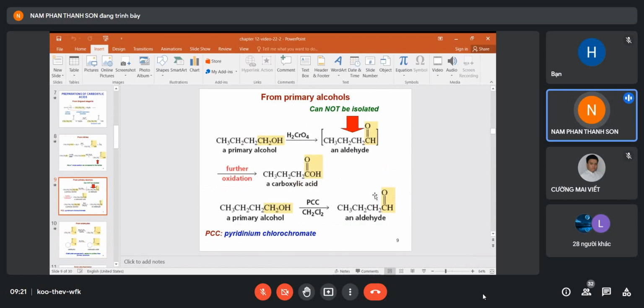And of course we can have carboxylic acid from primary alcohols, not secondary, not tertiary, because you know secondary alcohols will be oxidized to ketones. So primary alcohols can be oxidized to carboxylic acid. Actually, first it is oxidized to aldehyde, but it is very easy to oxidize aldehyde to carboxylic acid. So eventually we have carboxylic acid. If you want to get the aldehyde, you need to use a soft oxidizing agent, that is PCC in dichloromethane. If we use other oxidizing agents, for example H2CrO4 or KMnO4, you will get the carboxylic acid.